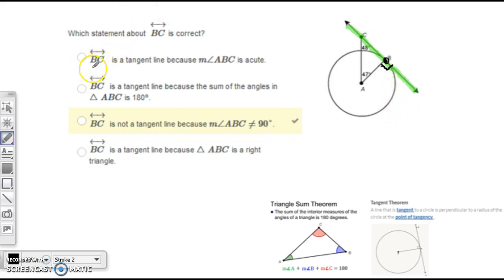Okay, so let's see what our options are. Line BC is tangent because angle ABC is acute. Doesn't matter what that angle is, that doesn't help us at all. BC is a tangent line because the sum of the angles in the triangle add up to 180. So let's do it. Let's add up those angles and see if they equal 180. So we got our triangle here.